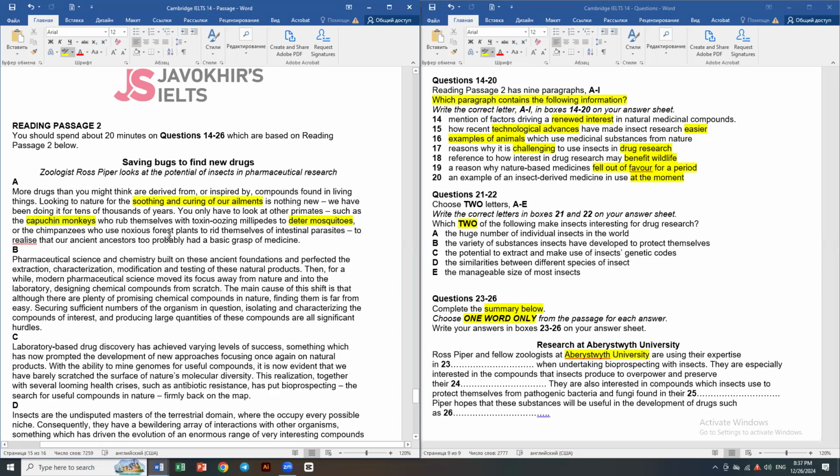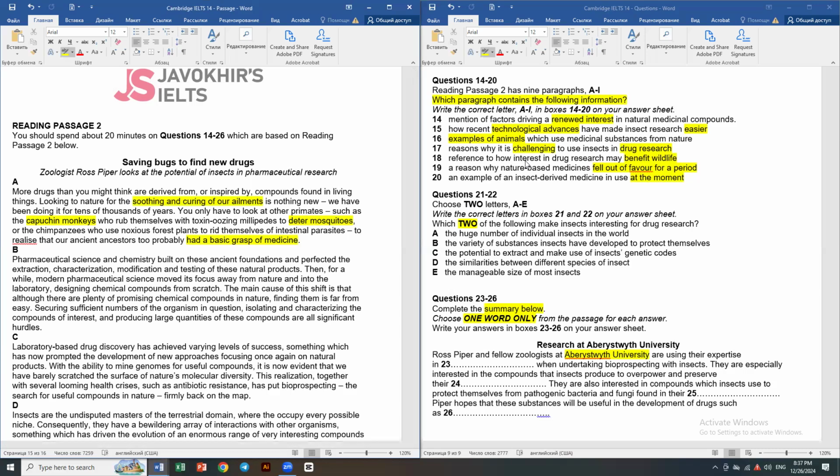Capuchin monkeys, they rub themselves. Pretty much that's how I visualize it. And deter mosquitoes. The word deter means to force someone not to do something. Or the chimpanzees who use nauseous forest plants to rid themselves of intestinal parasites. To realize that our ancient ancestors too probably had a basic grasp of medicine. This is a very interesting way of saying that our ancestors had some small knowledge about medicine, but the illustration here is using monkeys and chimpanzees. I don't know why, but we will see.